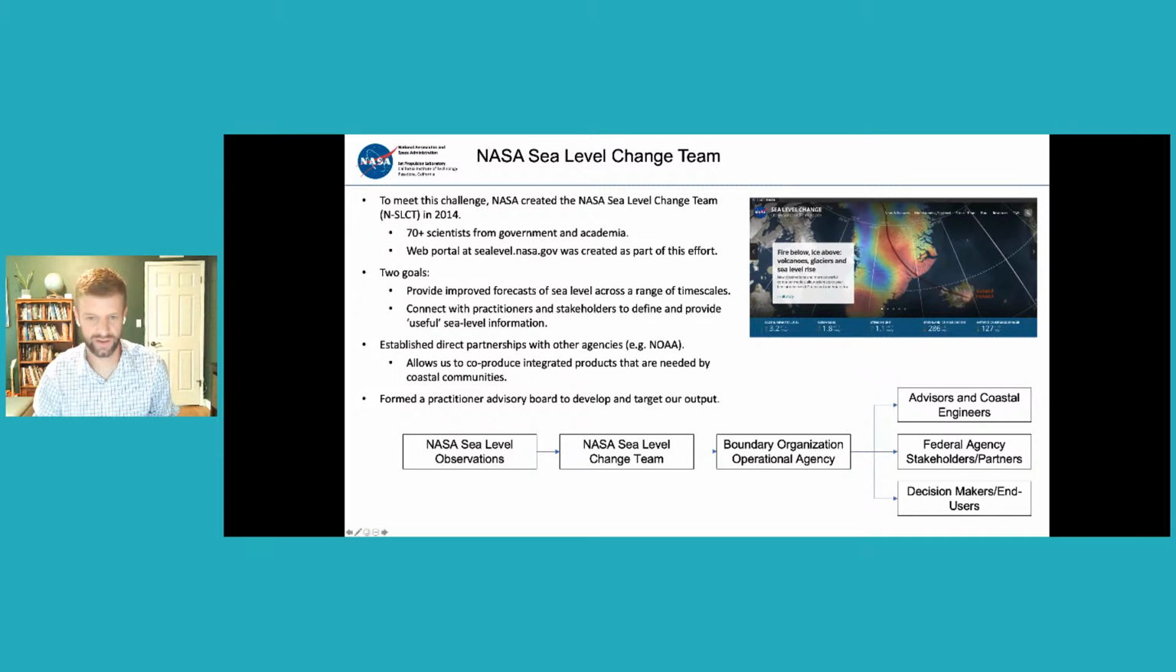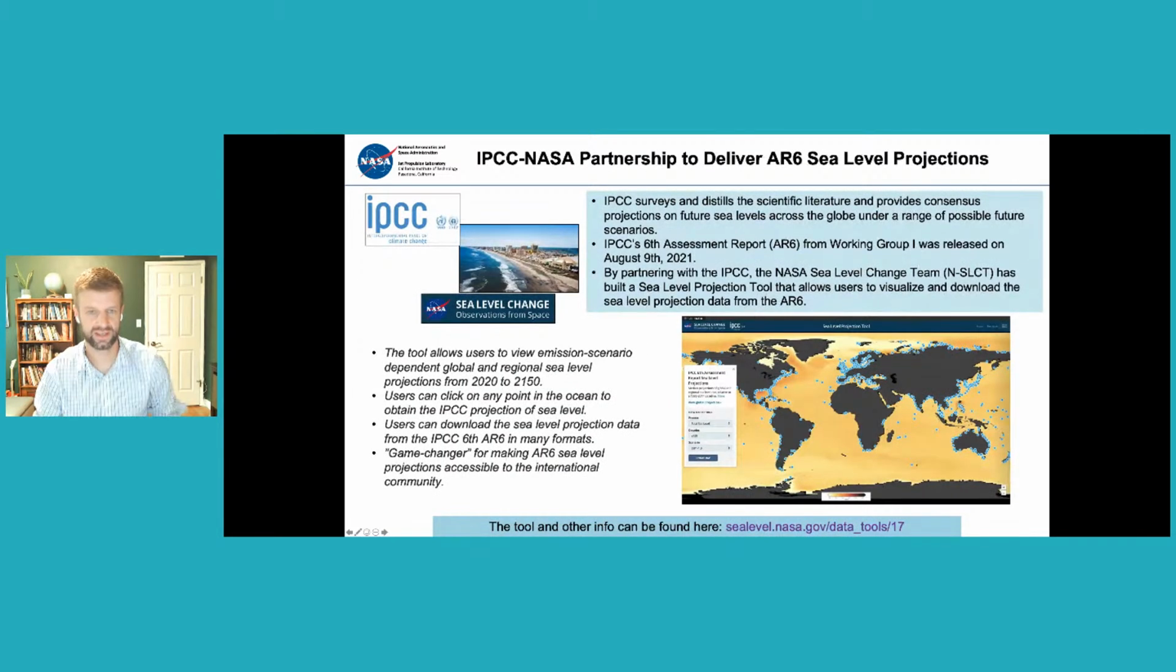So one particular effort that we've taken on recently is this partnership with the IPCC. I'm sure all of you or most of you are aware of the recent AR6, the IPCC sixth assessment report from Working Group 1, which was released at the beginning of August. What we did as the NASA Sea Level Change Team, we partnered with the IPCC to build what I'm calling a sea level projection tool. The goal here was to allow users to visualize and download the sea level projection data from the AR6. So it's really easy access to this data.